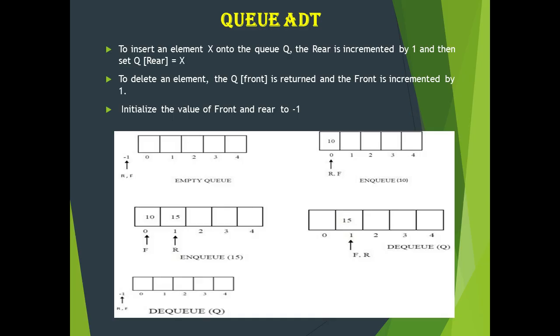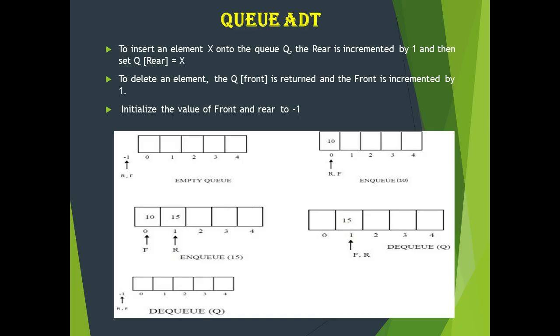Next, we are going to insert another element, say 15. When we insert an element, the rear value gets incremented by 1. So the front points to the first inserted element, and the rear points to the last inserted element. Now we are going to perform the dequeue operation. Dequeue means deleting an element from the queue. When you perform the dequeue operation, by default the element pointed to by the front will be deleted first. Next, we perform a dequeue operation again. The element 15 will be deleted, which is the element pointed to by the rear. Now the queue is empty, so both front and rear will be set to -1.